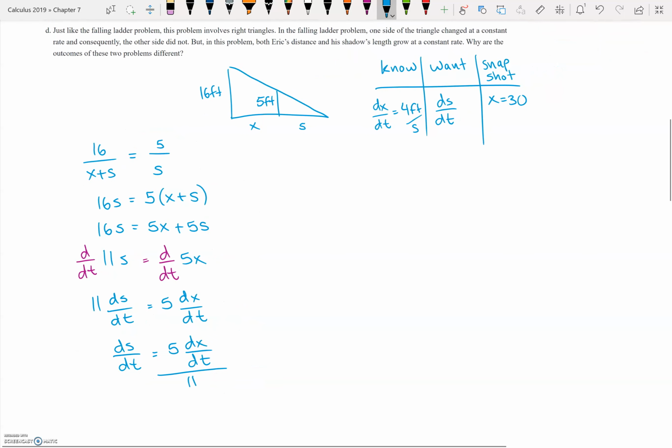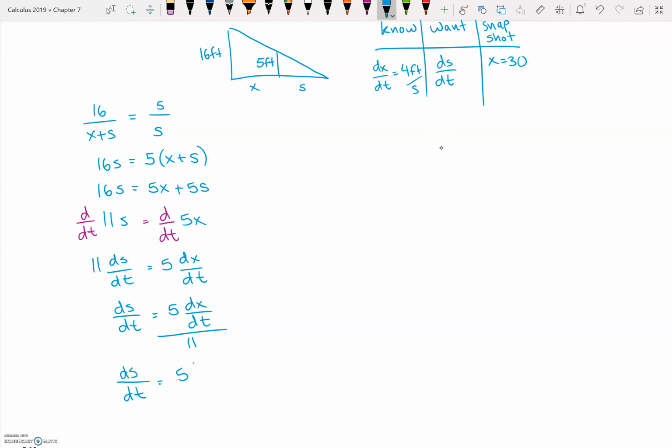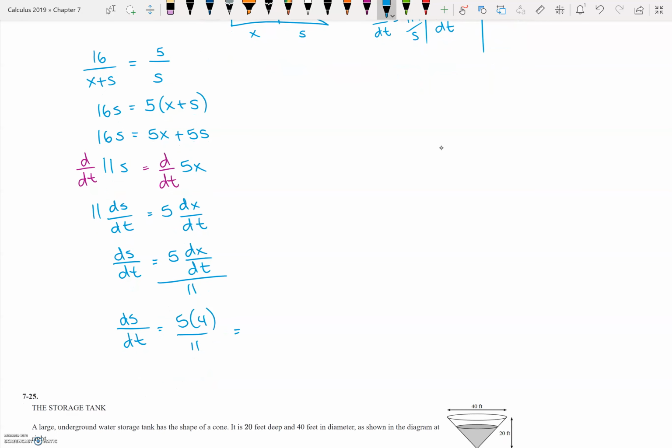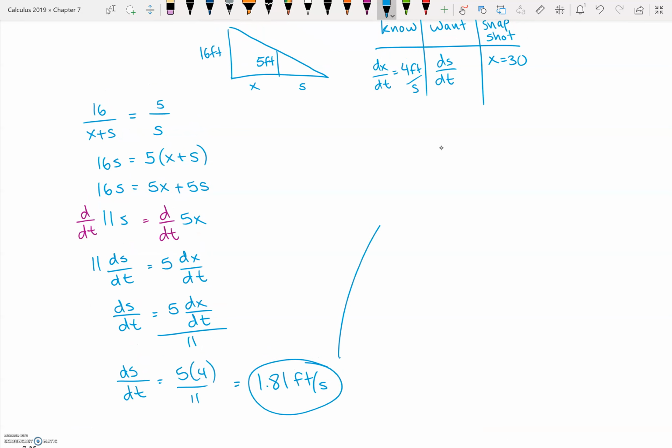And we are going to plug in our dx/dt because we know that, so that's going to be 4 feet per second. So 4, and 11. So we end up getting 20 divided by 11, which is going to be 1.81, and our units is going to be feet per second. So that is how fast his shadow is growing when we are at 30 feet.